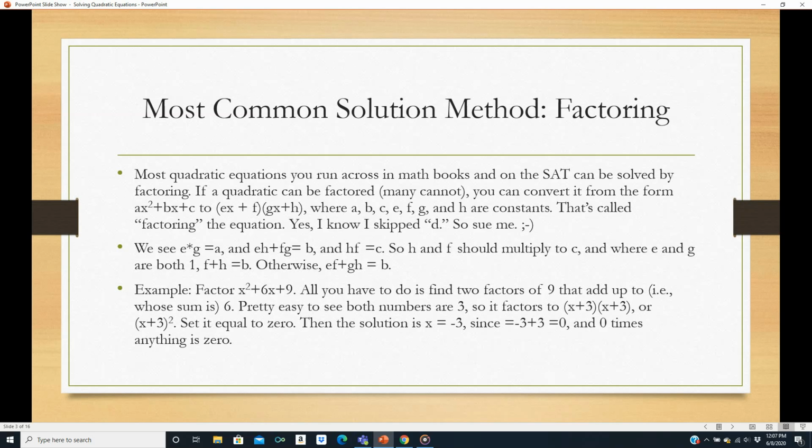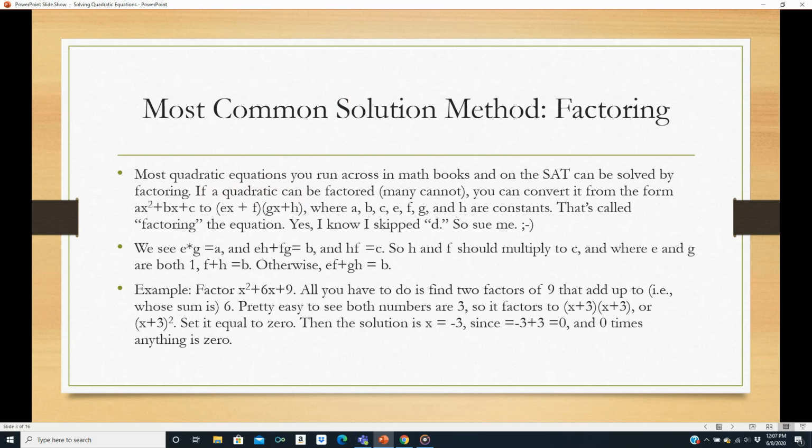And then HF is equal to c, as we can see, no pun intended. Anyway, we have F times H has to be equal to c. So you can see that that's L, that's the last part of FOIL. So H and F should multiply to c, where e and g are both 1. Otherwise, it's just EH plus FG equals b.